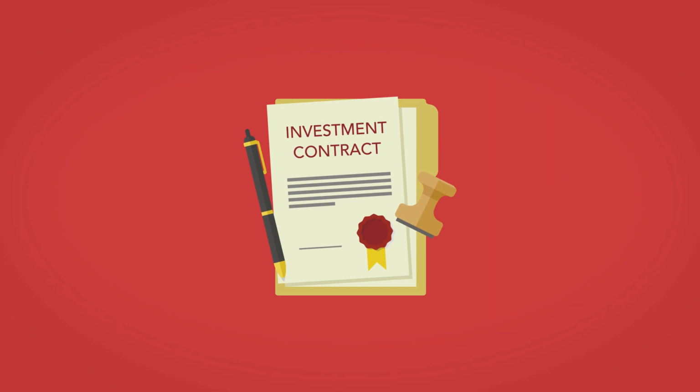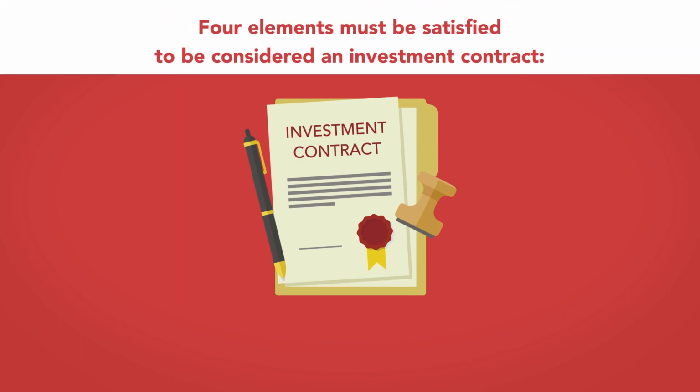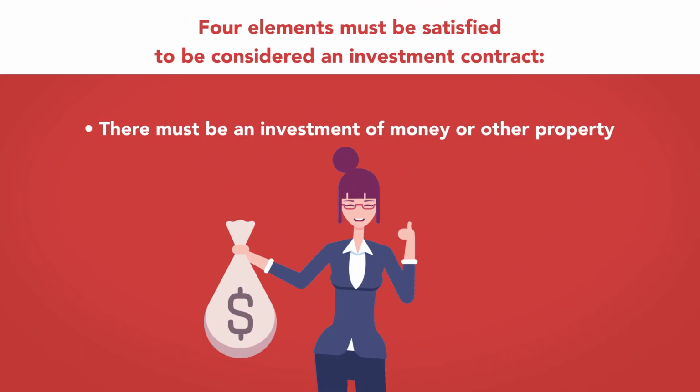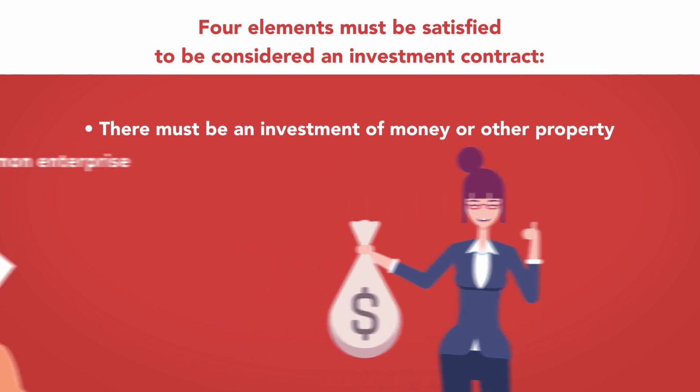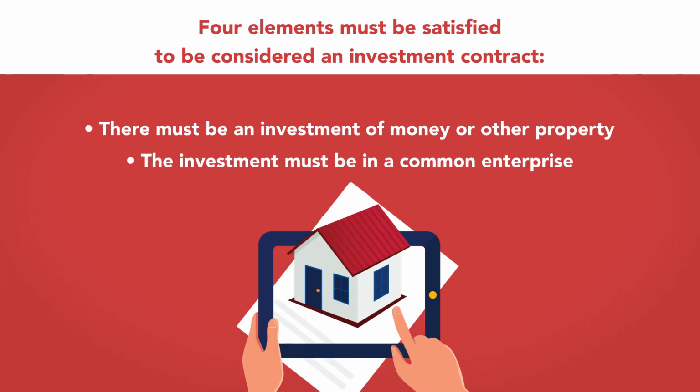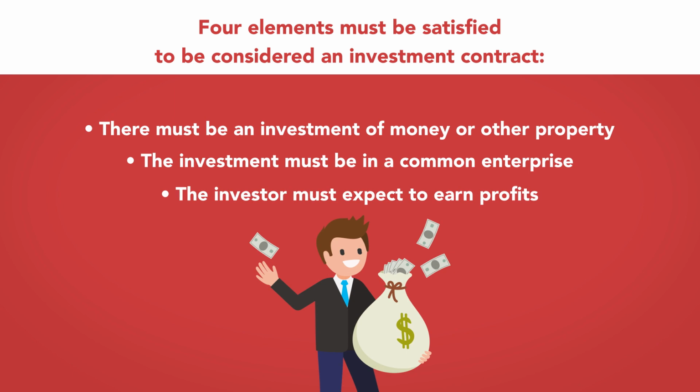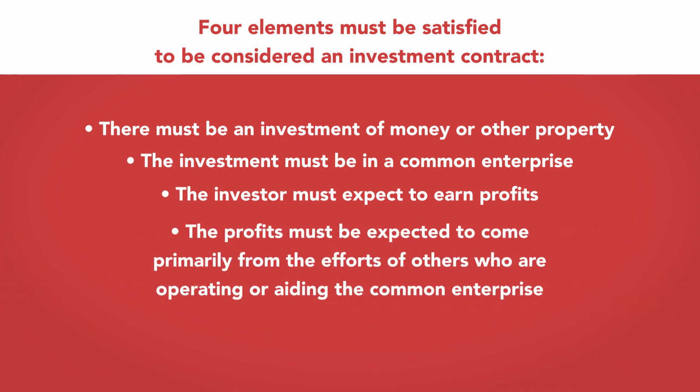For an instrument to be considered an investment contract, four elements must be satisfied. There must be an investment of money or other property. The investment must be in a common enterprise. The investor must expect to earn profits, and the profits must be expected to come primarily from the efforts of others who are operating or aiding the common enterprise.